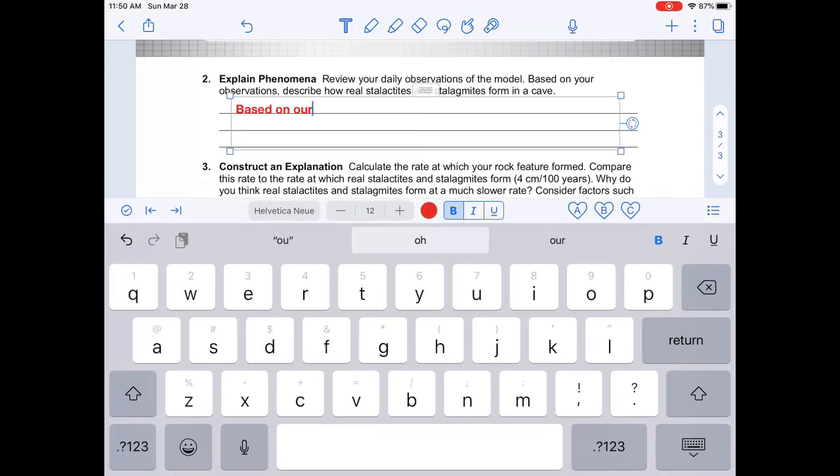Based on our observations of growing a stalactite, I believe in a cave they form when, and you can finish that sentence. So based on our observations of growing a stalactite, I believe in a cave they form when, and then you can kind of describe that process of what's happening.